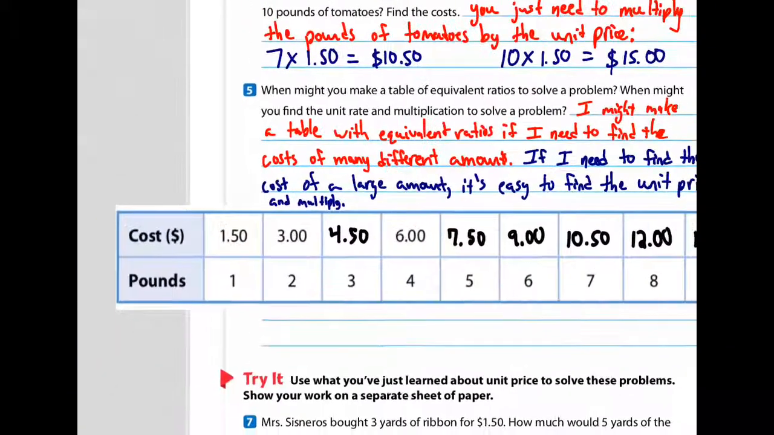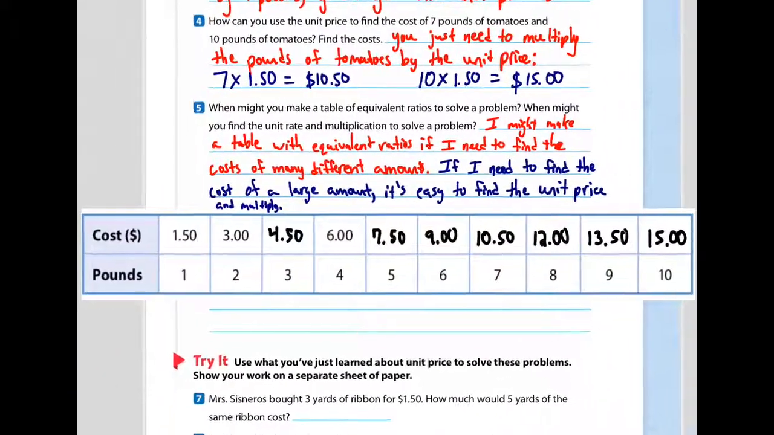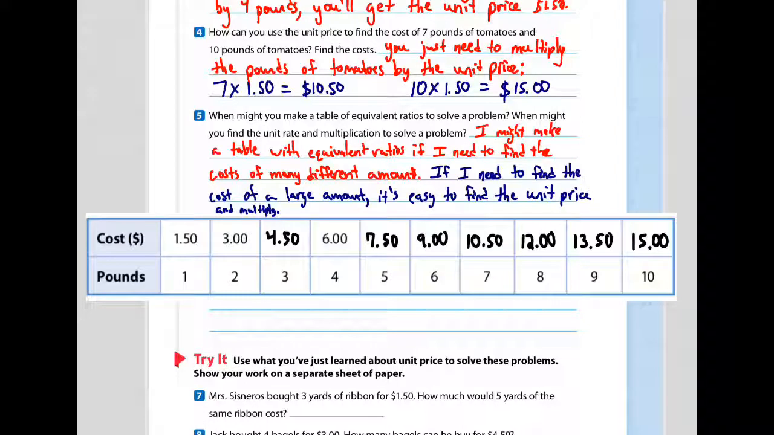Think about it. Now that I know the unit price in this table is $1.50, if I want to find the price of 100 pounds, just do 100 times $1.50. If I want to find the price of, I don't know, 1,123 pounds, I could just multiply 1,123 by $1.50. Remember, that unit price is kind of key to everything.